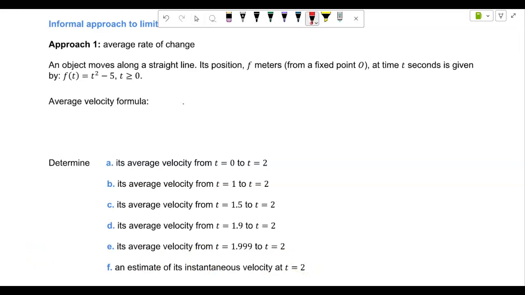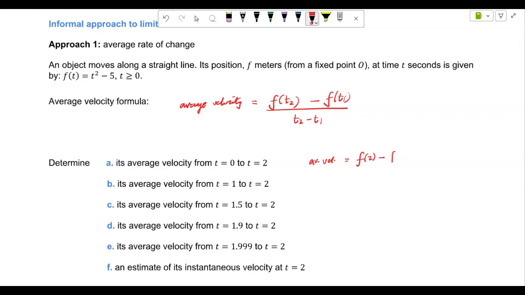So the average velocity will be the change in y upon change in x. So the value of the function at t2, y2 minus y1, upon x2 minus x1. Okay, fine. It's a slope. So find the average velocity between t equal to 0 and t equal to 2. So what will the average velocity be?